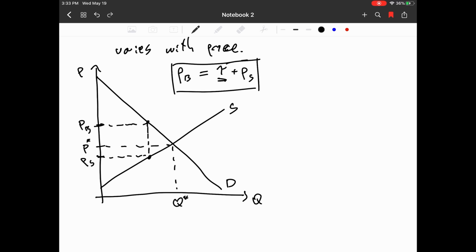Now, we have these two prices, and we have the relationship between them. We also know that, relative to our equilibrium quantity, we have a smaller quantity after the tax. And this is just because we're wedging the buyers and sellers.